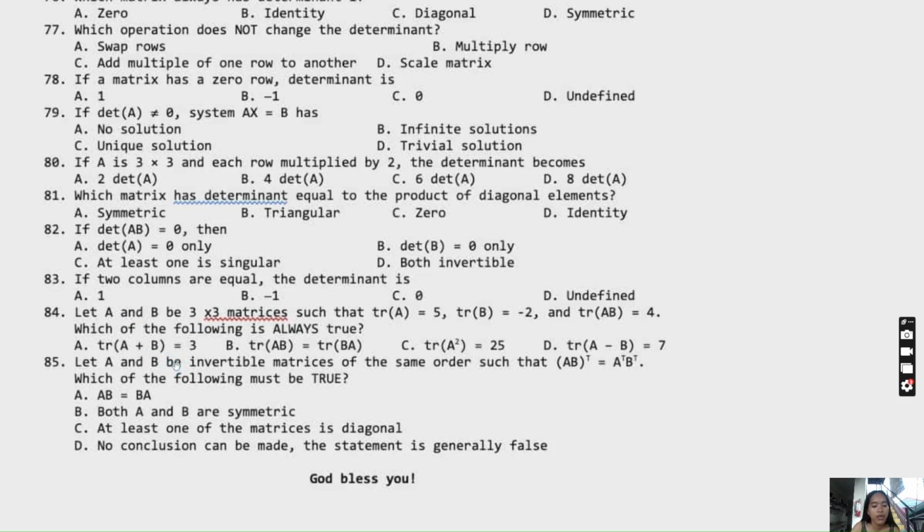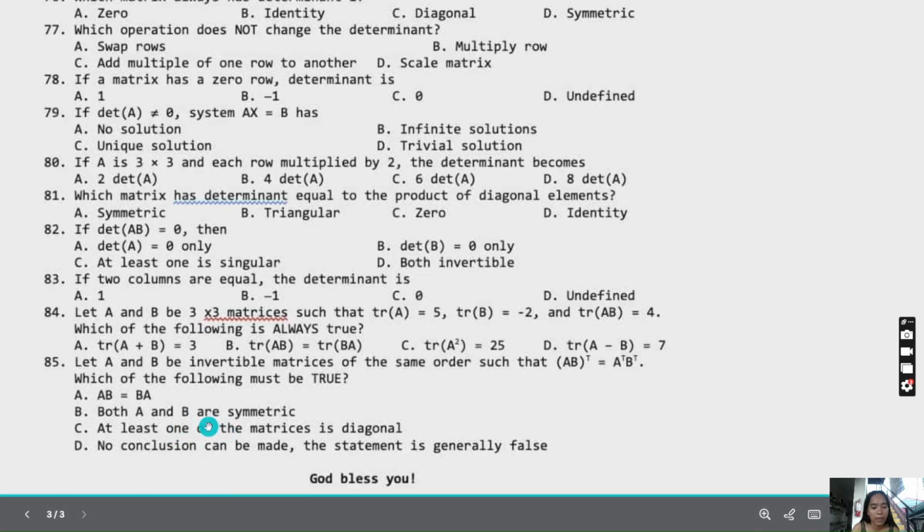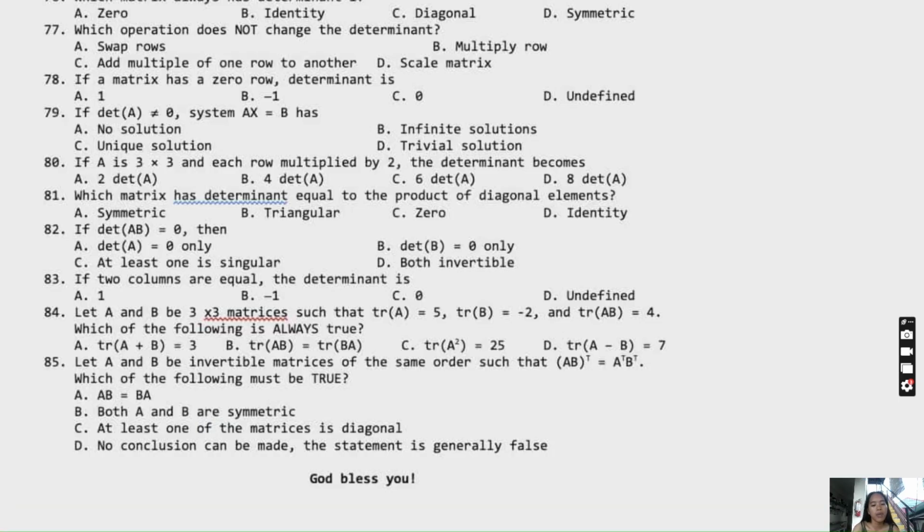If determinant AB is equal to 0, then letter C, the answer is at least one is singular. So I think I did explain that to you because these questions kinibalik naman. So, number 83. If two columns are equal, the determinant is letter C, 0 again. Because just like identical rows make the determinant 0, identical columns also make the determinant 0. This is because the columns become linearly dependent. So if two columns are equal, the determinant must be 0. So the answer is letter C.